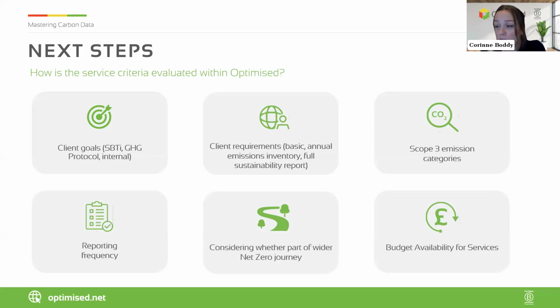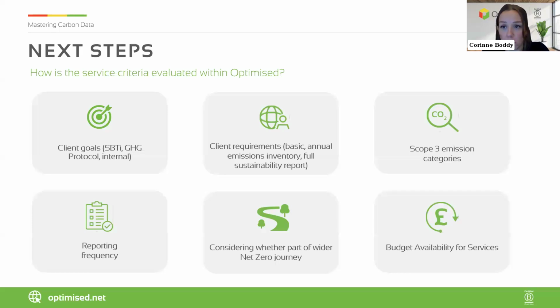Client requirements, so you need to have a think about, do you just want the basic service? Do you want an annual emissions inventory? The emissions inventory is popular. That'll be what your investors tend to ask you for. It's like your financial accounts at year end, they just want your emissions. And scope 1 and 2, a lot of you will do that in-house, but the scope 3 is the bit that's trickier because of the supply chain element. A couple of clients want the full sustainability report, so that includes wider measures your business is taking beyond the net zero journey on your sustainability performance.